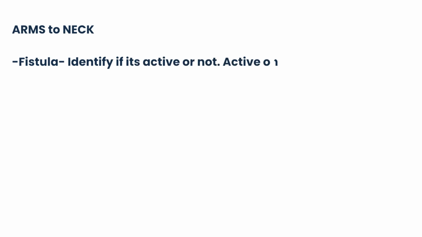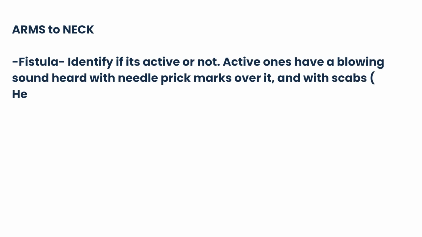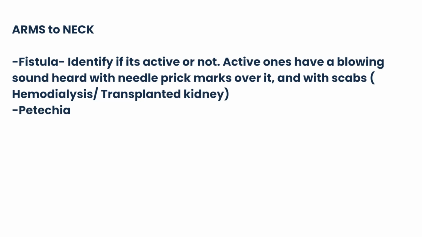After the hands, you go to the arms and to the neck. You look carefully for any fistula and identify if it's active or not, because the examiner will ask you if it's active or not. The active ones have a blowing sound heard, with needle prick marks over it. So you have to put your stethoscope over the bulged mass and look for any blowing sound. If you see that there are needle prick marks over it, it is an active fistula.